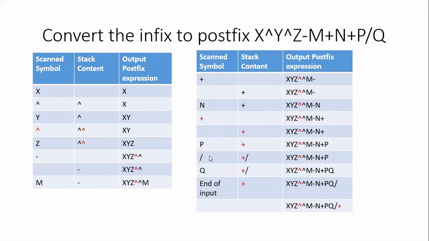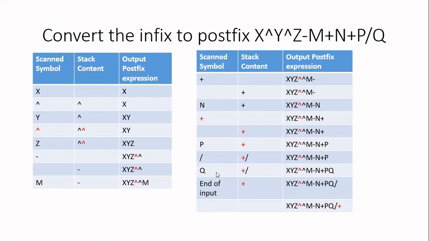Next, I'm scanning divide. It is an operator. Now I have to compare the priority. The precedence of divide is greater than the precedence of plus, which is on the stack. So I can push this divide over the stack, over the symbol plus. So now on the top of the stack, I have divide because it is pushed currently. Then I have Q. It is an operand. Write it at the output directly.